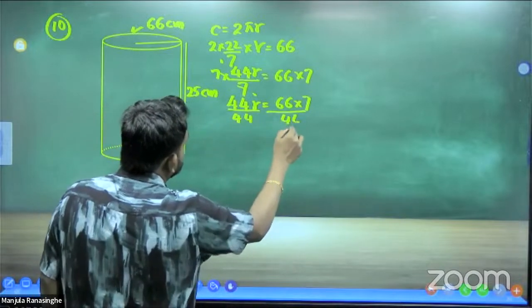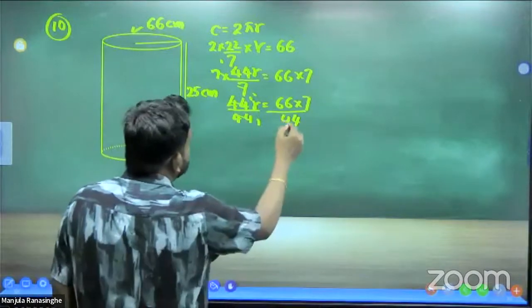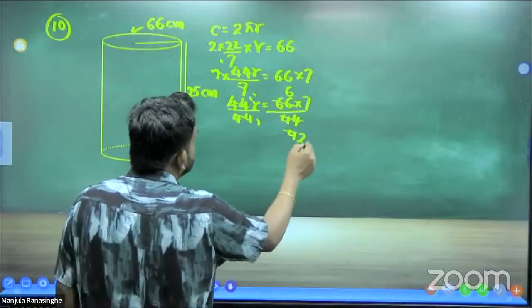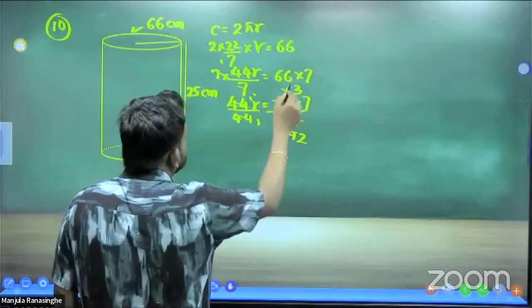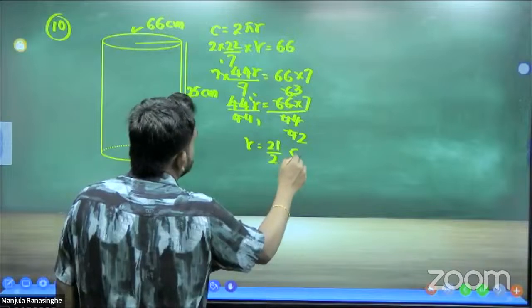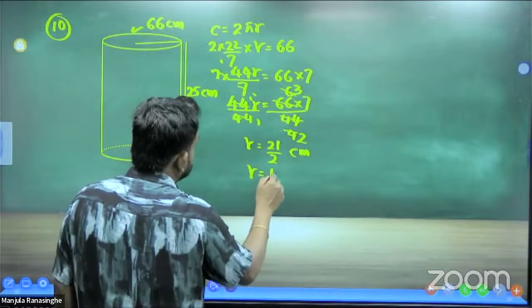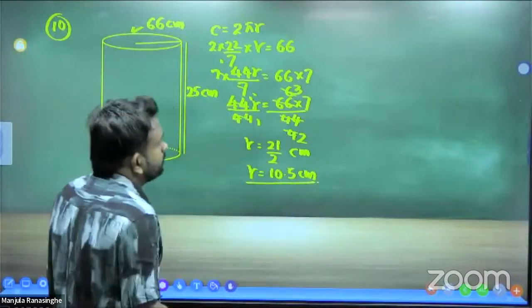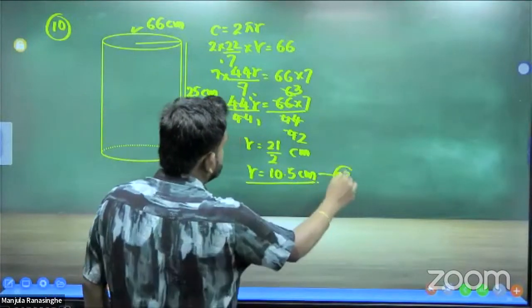Right. Now check how to simplify. Now by 11, 11 4s are 44, 11 6s are 66. Then 2, 3. Then R becomes 21 upon 2 centimeters. That means 10.5 centimeters. For that part, you have 2 marks there.